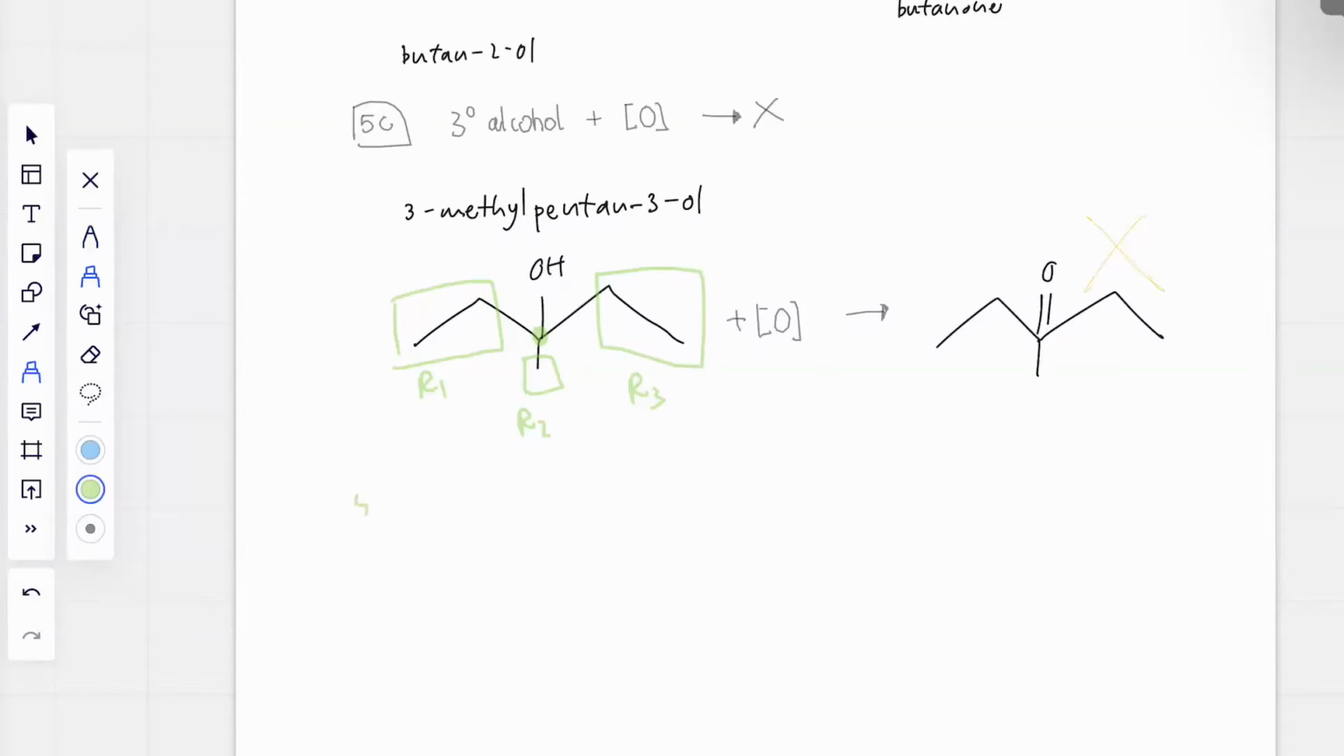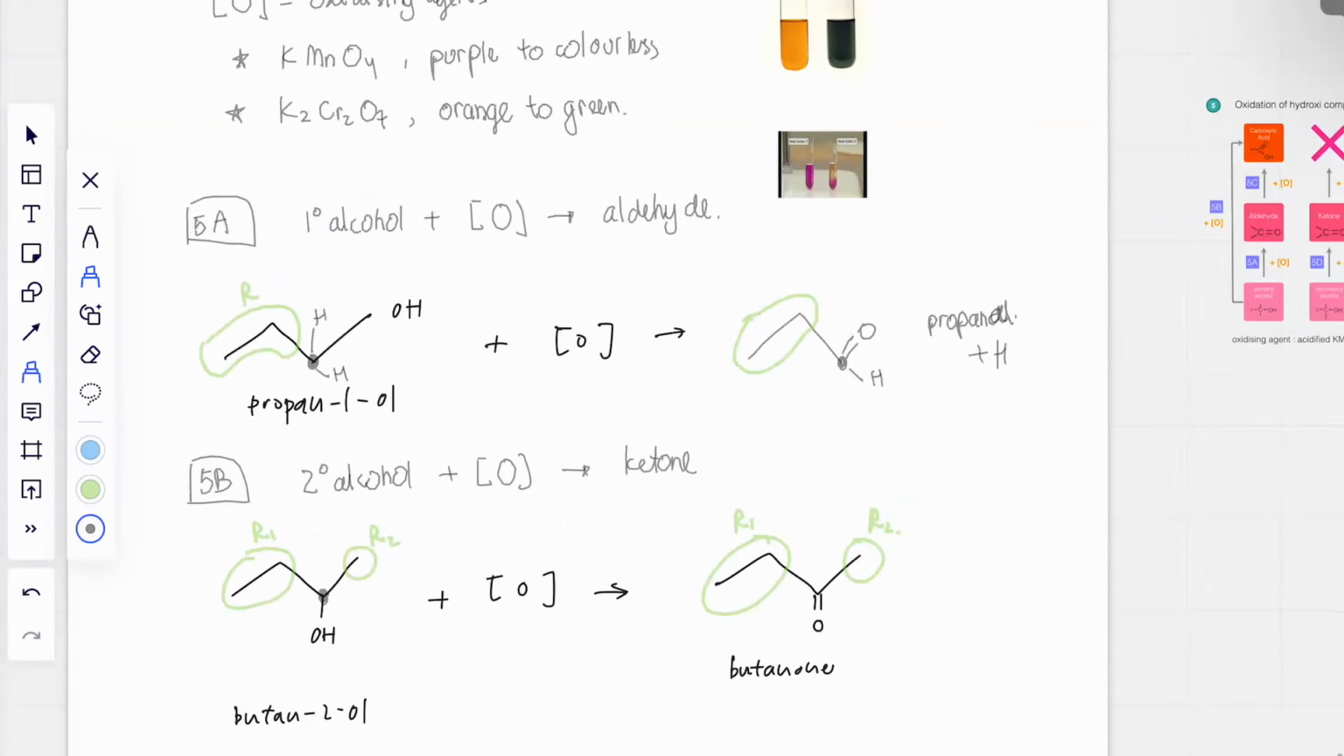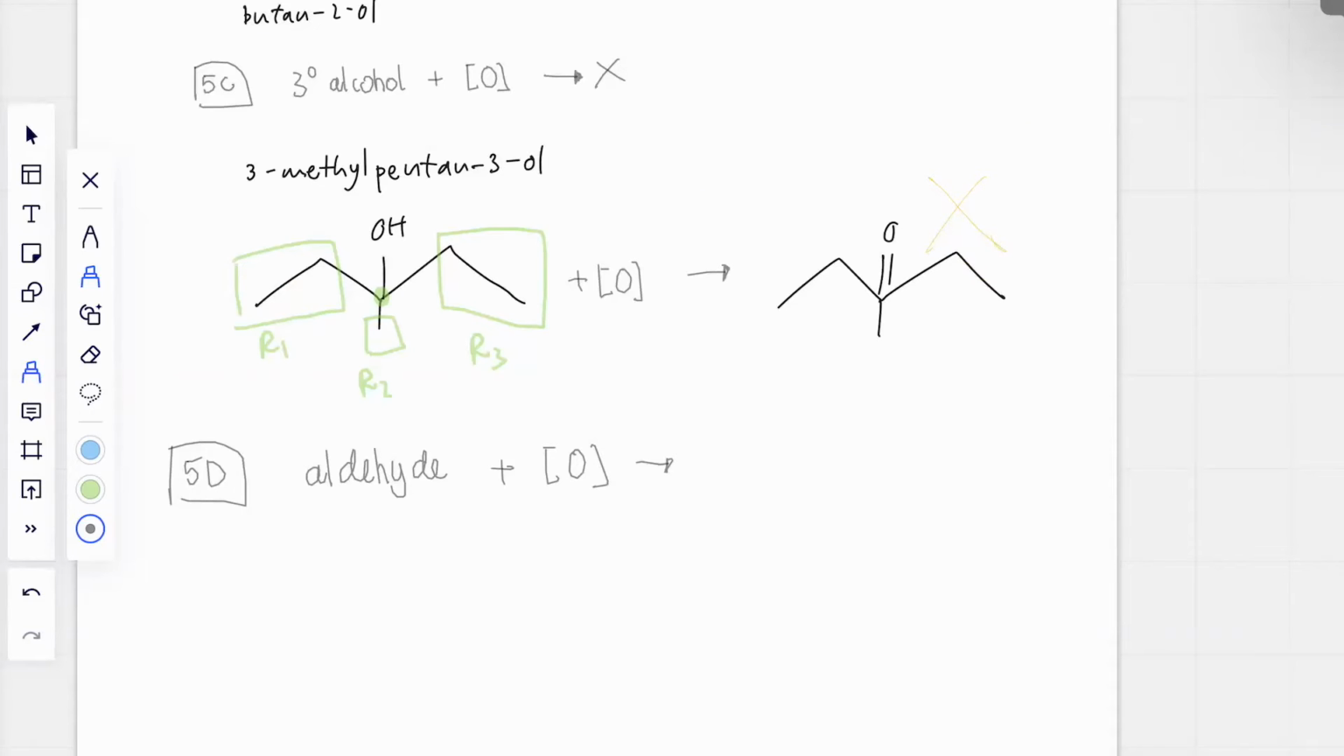Then 5D. Aldehyde itself, you can oxidize. By the way, when you do this, you have water as byproduct because you're removing the H. Understand? So aldehyde plus oxidizing agent becomes carboxylic acid. Try oxidation of butanal.